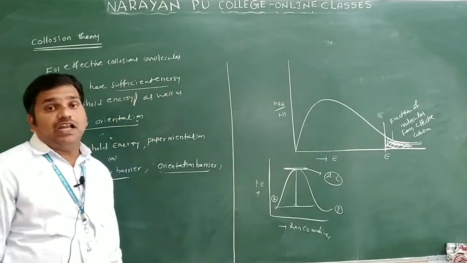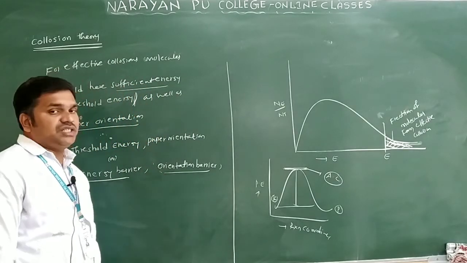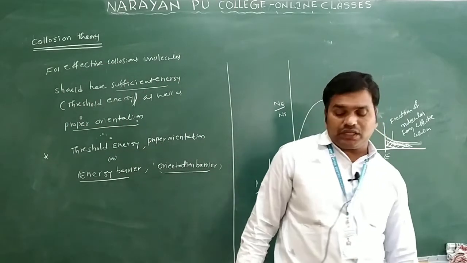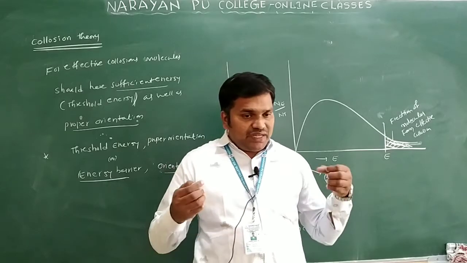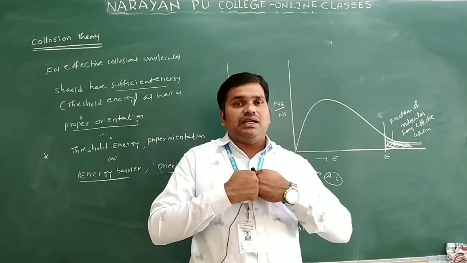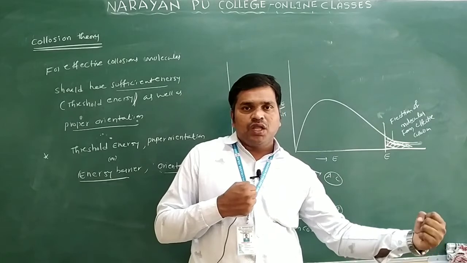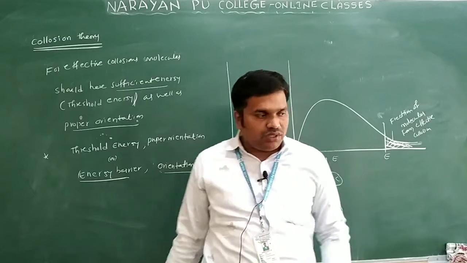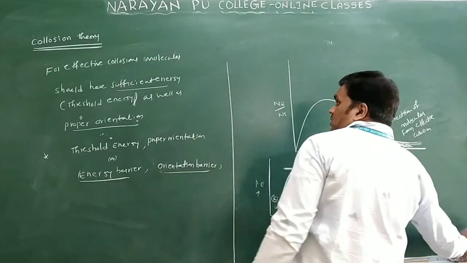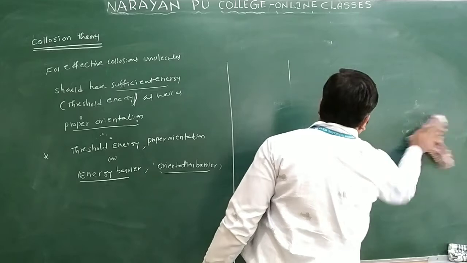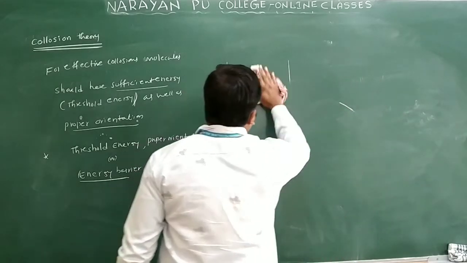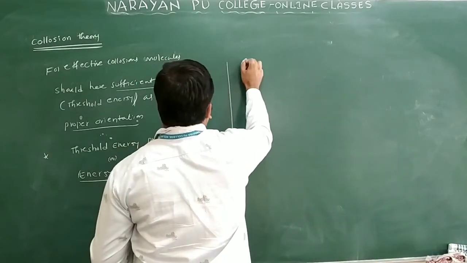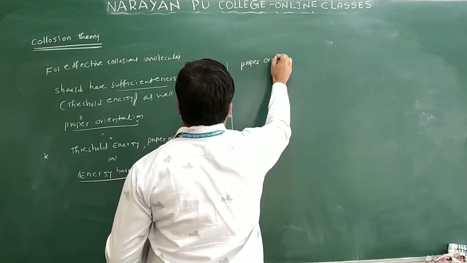So this is regarding the energy barrier. And one more concept is there: the orientation barrier, or we can say proper orientation. If the reactant molecules collide with each other and undergo proper orientation, the product is formed. If they do not undergo proper orientation, the product is not formed. So the second concept is proper orientation. How will we explain this? I want to take a small example to show this proper orientation.